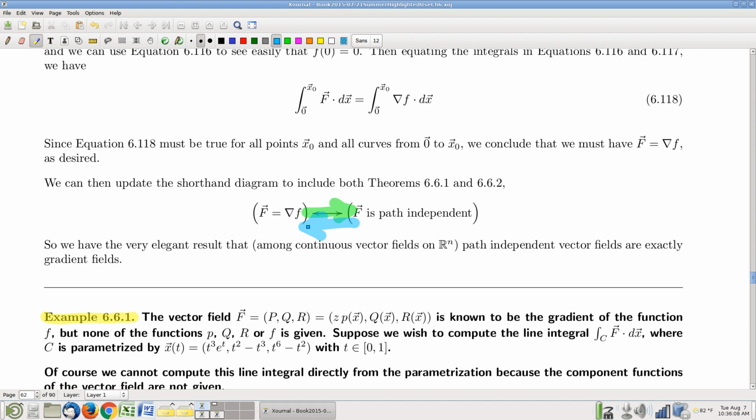We're not going to worry about that to speak of in this course. So every gradient is path independent, and every path independent is a gradient.